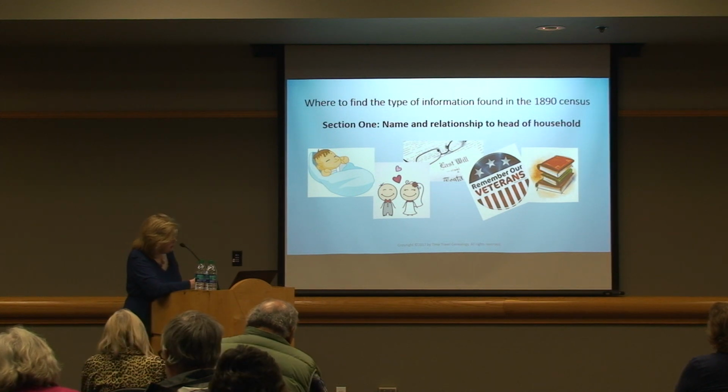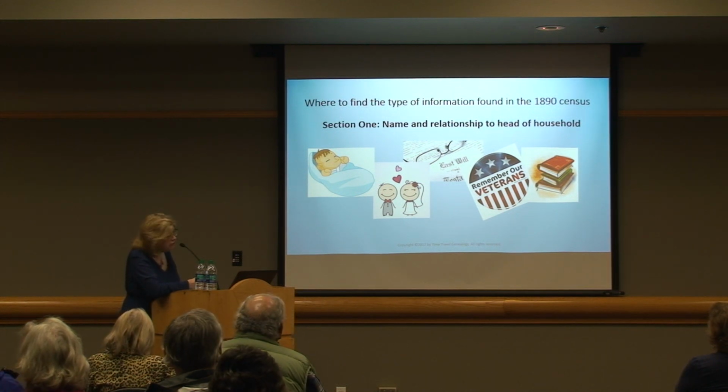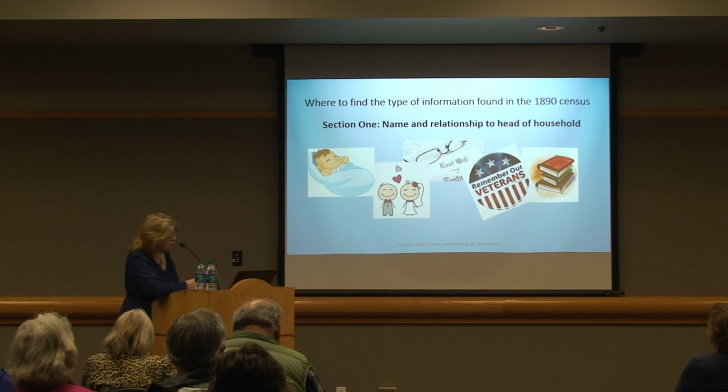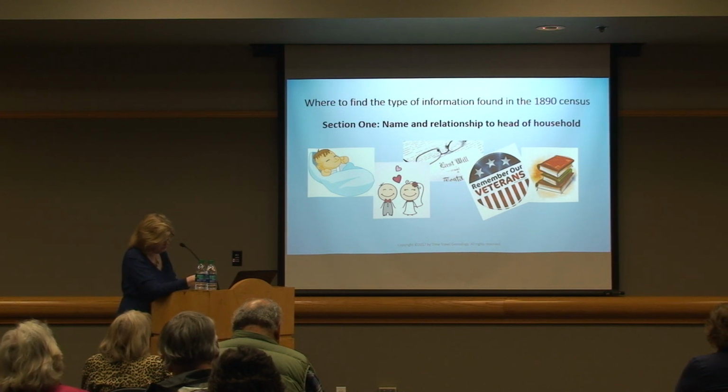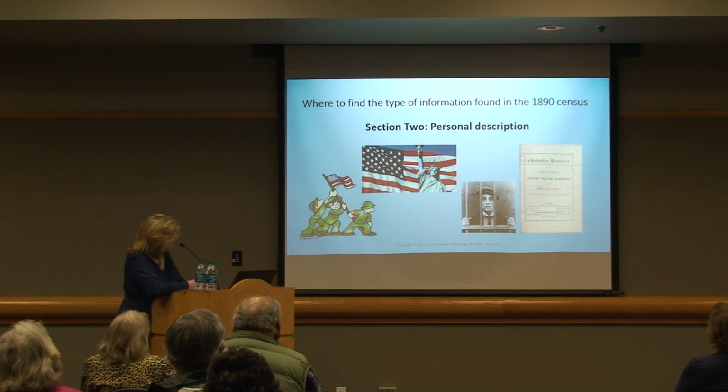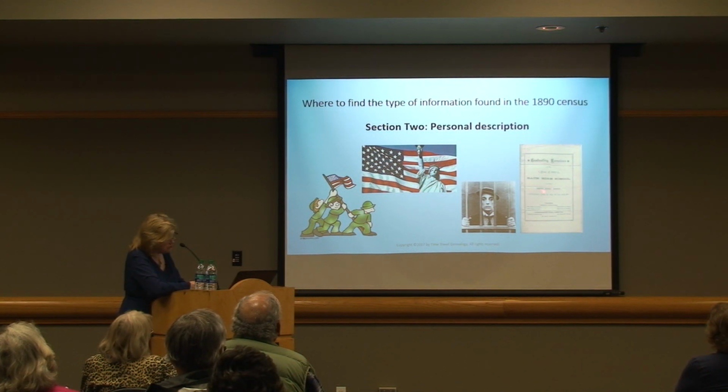So if you want to find any record that has to do with a name and a relationship to the head of household, you're going to check birth records, marriage records, wills and probate, pension records from the military, and also county histories. Personal descriptions, you're going to find those in some military records, naturalization records, prison records, and also school records.